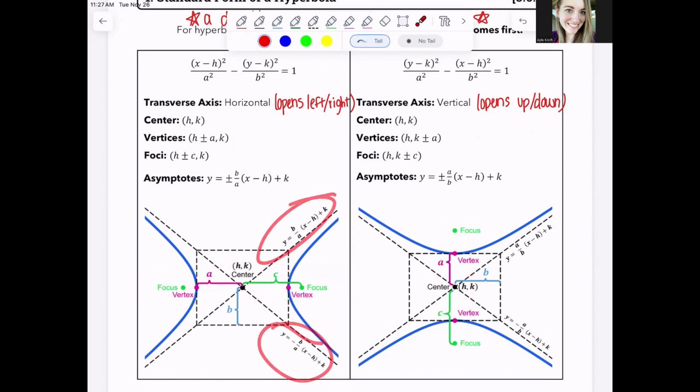These lines right here, you'll notice that they have almost the same but different slopes. Maybe I'll highlight that a slight bit differently here. B is the numerator of the slope for the horizontal, and it's the denominator for the vertical. And then A swaps, right? B over A for this, A over B for this.